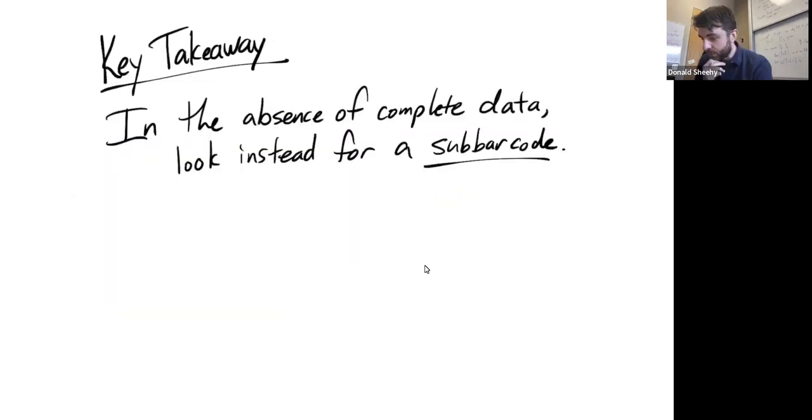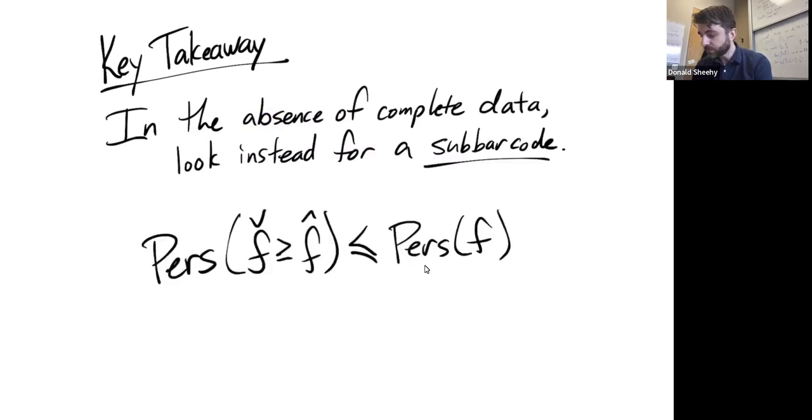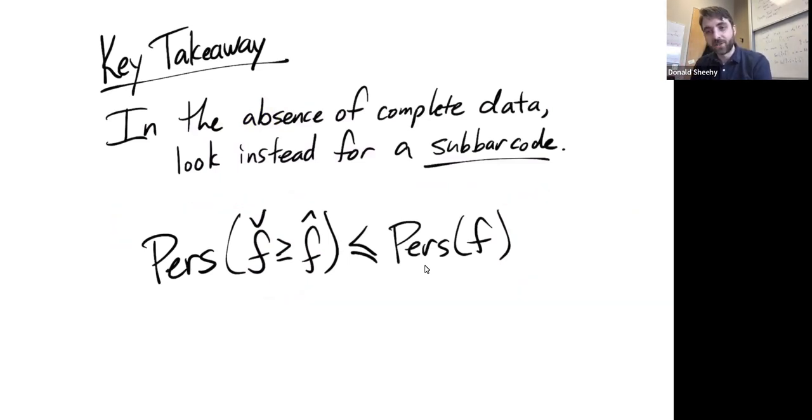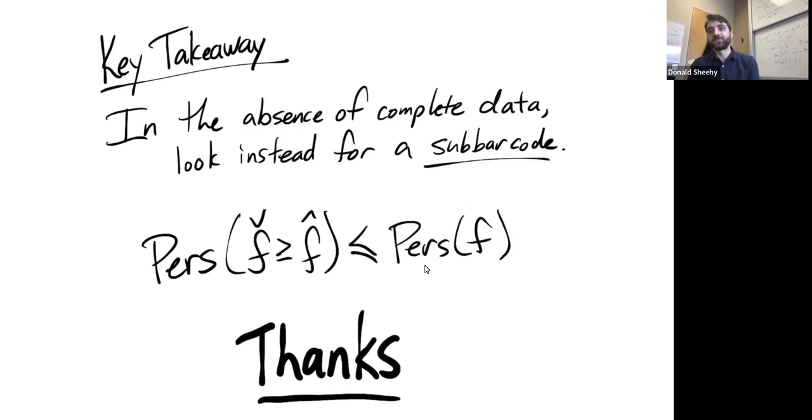All right, so the key takeaway is really this: in the absence of complete data, you might look instead for just a sub-barcode. And this is the key fact, right? That the persistence of the max extension into the minimum extension is going to be a sub-barcode of the function. And that's all. Thanks.